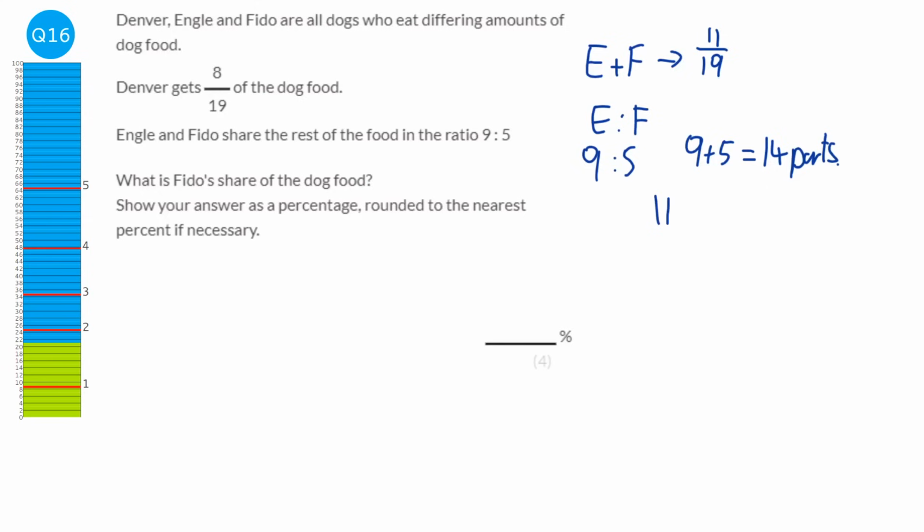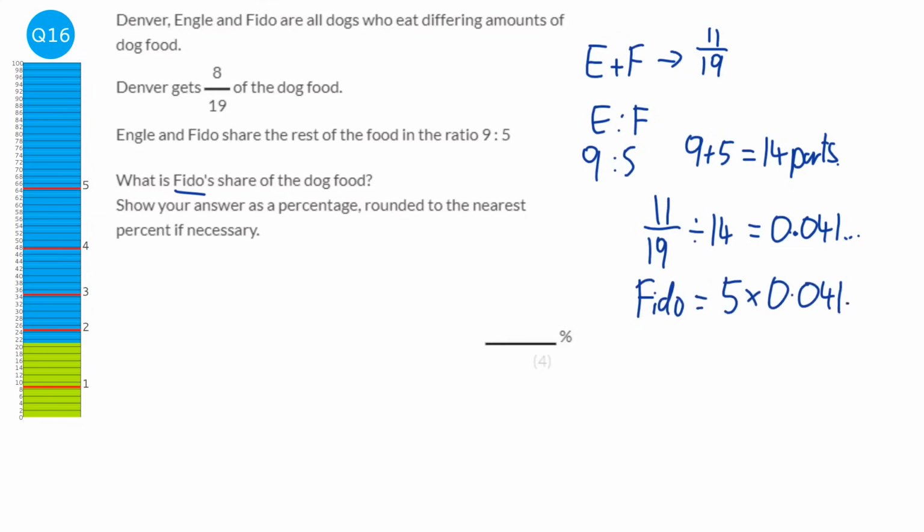So what I'm going to do is find out what fraction one of those parts is worth by dividing 11/19 by 14. So each part is worth, and I'm just going to keep this in my calculator, 0.041 and so on. And we're asked to find Fido's share. Well, Fido has 5 parts, each of them worth 0.041 and so on. I've kept it in my calculator to keep the accuracy, and when I do that, I get 0.206 and so on.